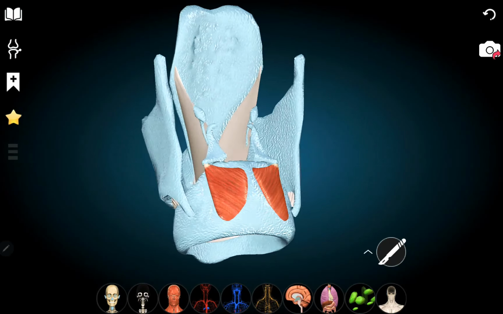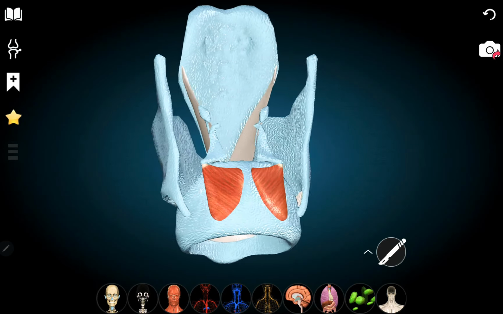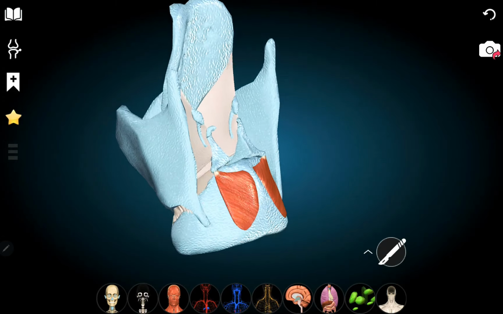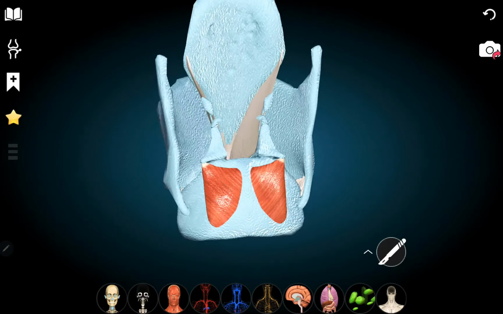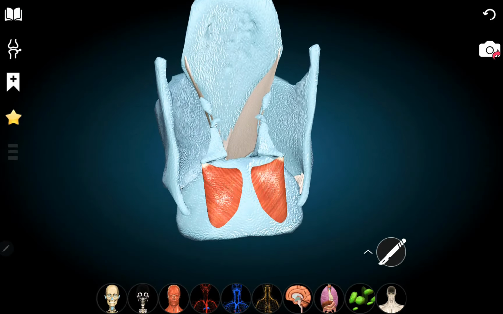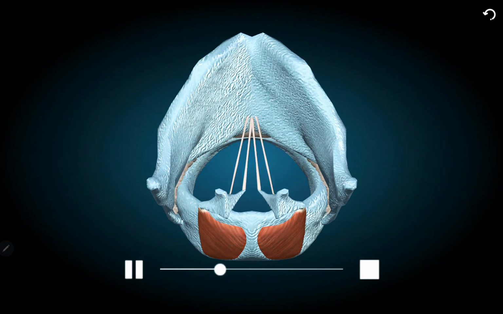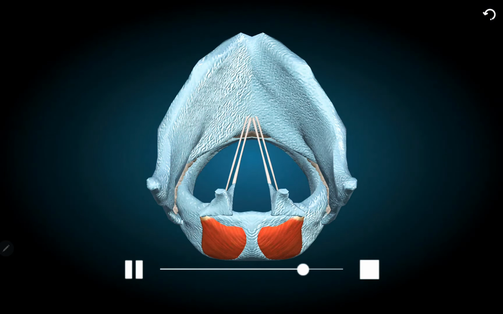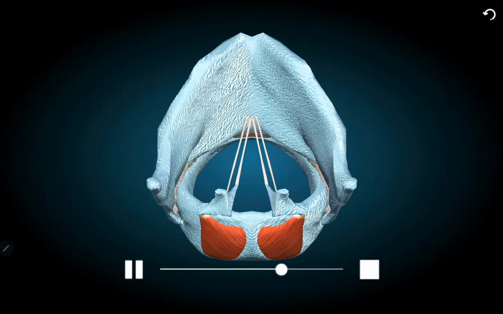So guys, this is the PCAM muscle, the posterior cricoarytenoid muscle, as you can see, originating from the cricoid and inserting into the arytenoid. So this is the PCAM muscle. And if you see the action of this PCAM muscle, how it is going to open the vocal cord, or abduct the vocal cord. When this muscle is acting, it is going to open the vocal cord.